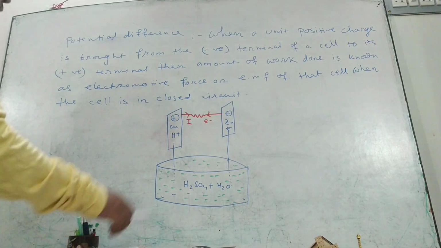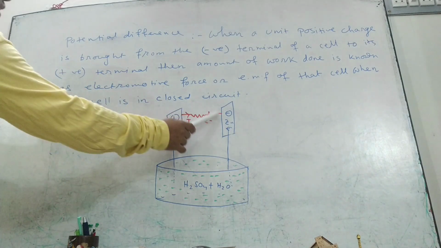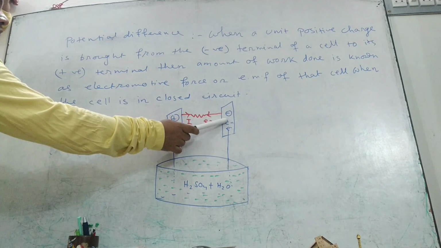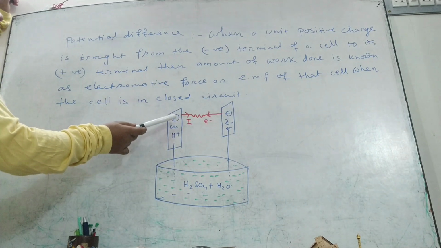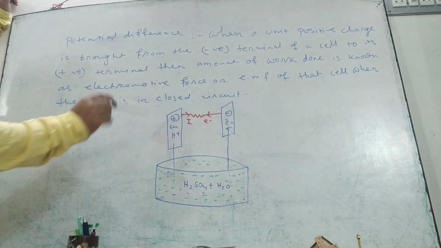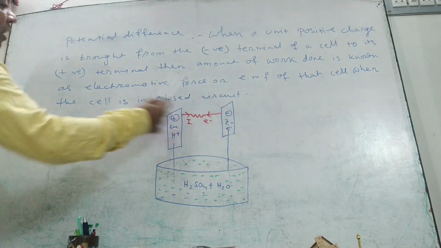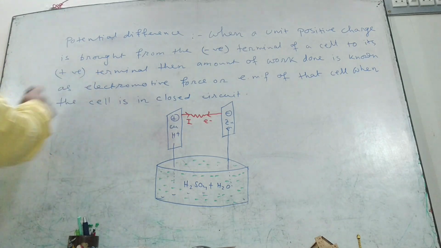When these two electrodes are connected by a conducting wire, free electrons move from the zinc plate to the Cu plate and electric current flows from the positive terminal to the negative terminal. In this case, the potential difference between the two terminals is known as the potential difference of this cell.